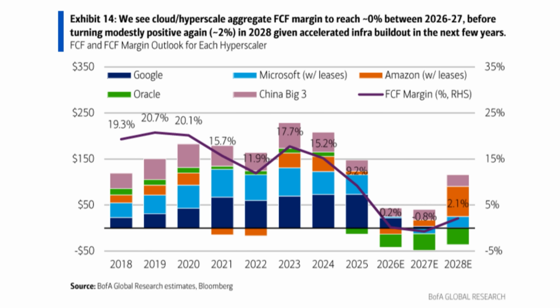But look at this. The free cash flow margin of the hyperscalers, Google, Microsoft, Amazon, are declining a lot, from 20% in 2019 to essentially zero by 2026. They are spending hundreds of billions on AI infrastructure, and the returns are not there yet. This is pressure, not strength.